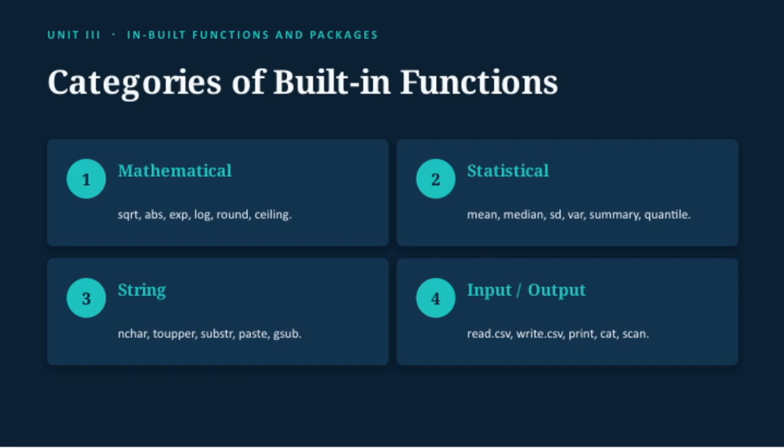Input and output functions like read.csv and write.csv help us get data in and out smoothly. Then, string functions such as toupper and substr let us manipulate text easily. Statistical functions like mean and median summarize data quickly. And finally, mathematical functions like sqrt and log handle calculations. These categories form the foundation for working efficiently in R.